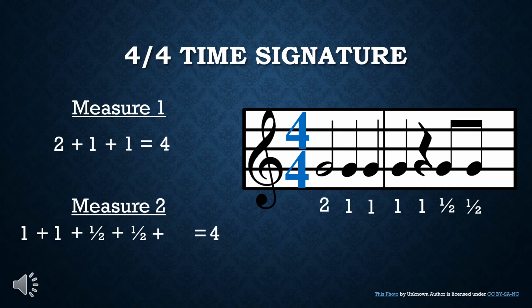What should we add to give us our last count? A half note or a quarter note? A quarter note. Half note would be too much. We only need one more beat. Now our rhythm is complete.